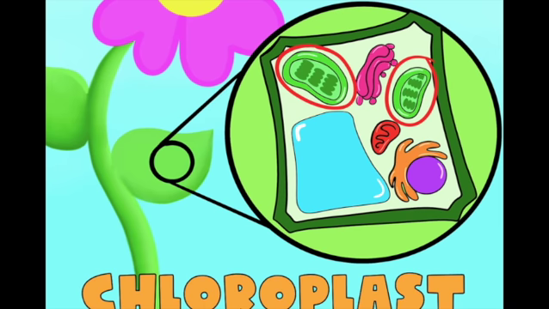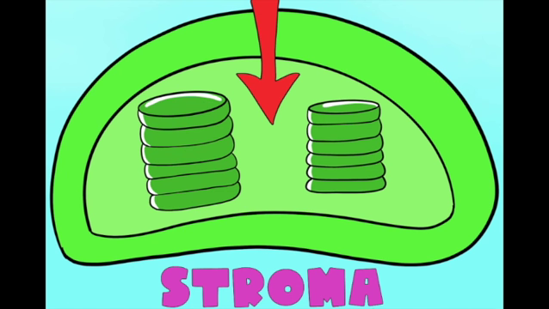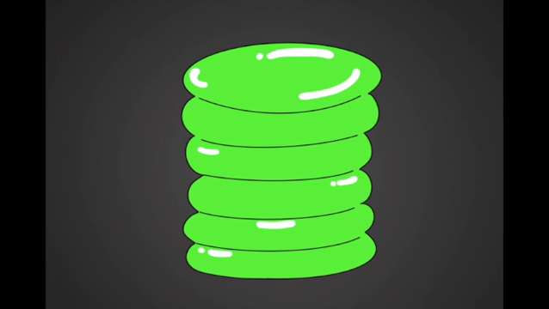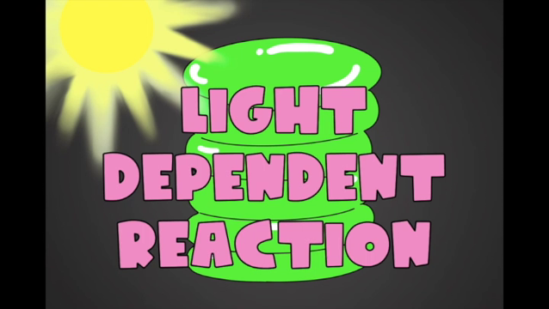This happens inside of the cells of a leaf where they have a special organelle called chloroplast. If we zoom into a chloroplast, they have these green stacks of discs called thylakoids, and around the thylakoids is a jelly-like substance called the stroma. These two places are where photosynthesis happens, starting in the thylakoids, where sunlight is absorbed to kickstart the first step of photosynthesis called the light-dependent reaction. Remember, dependent means you have to have something.